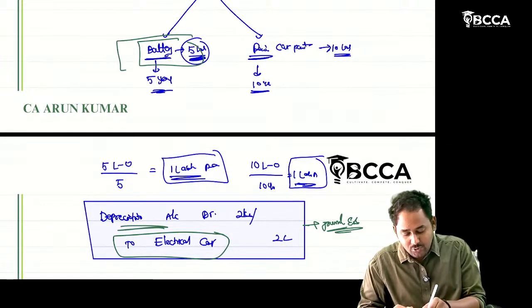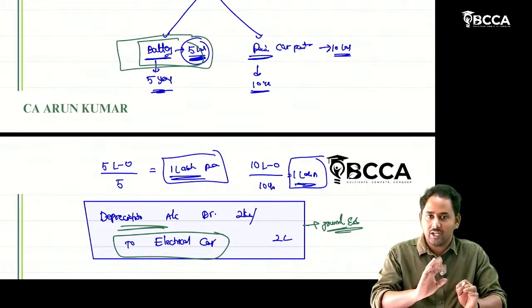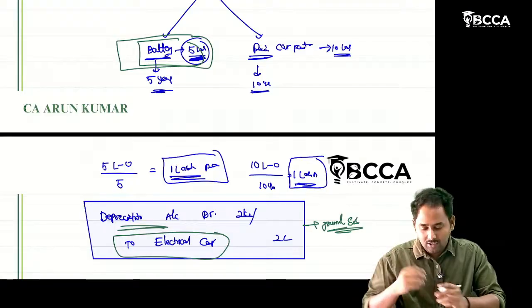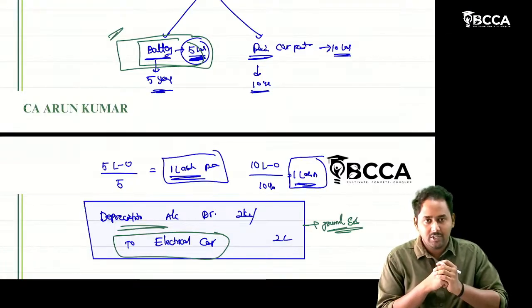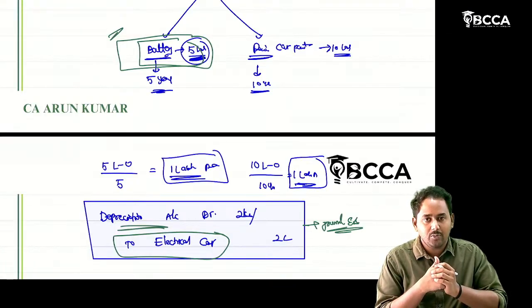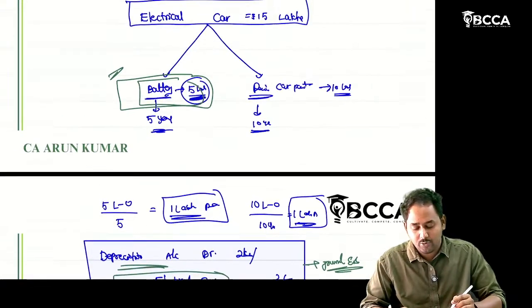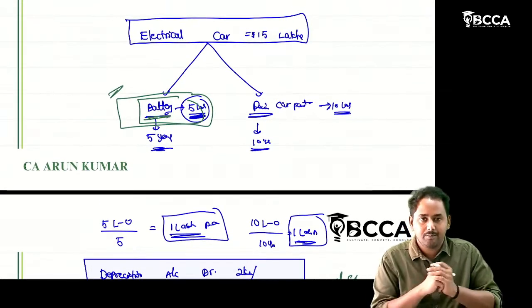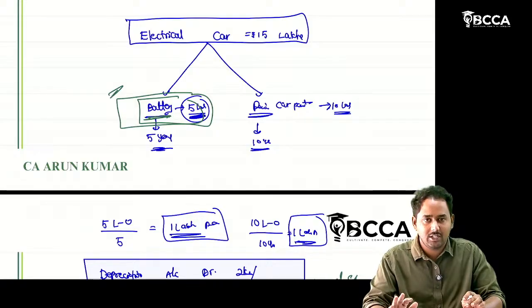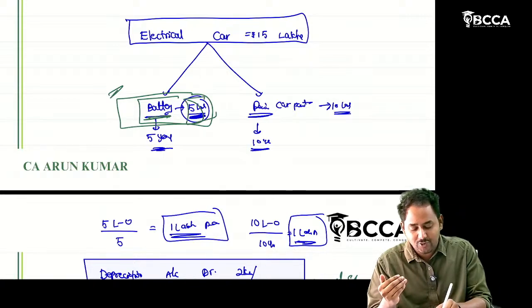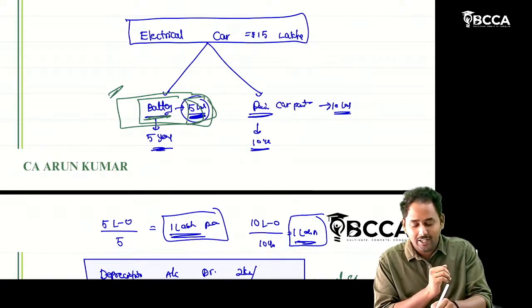This battery should be replaced, right? So this is also a kind of expense. So if you want to purchase the new battery, what do I want to do? This battery price should be added to the cost of the asset, right? After 5 years, you bought a new battery. So what are you going to do? Again, 5 lakh should be added to the entire cost of the asset.